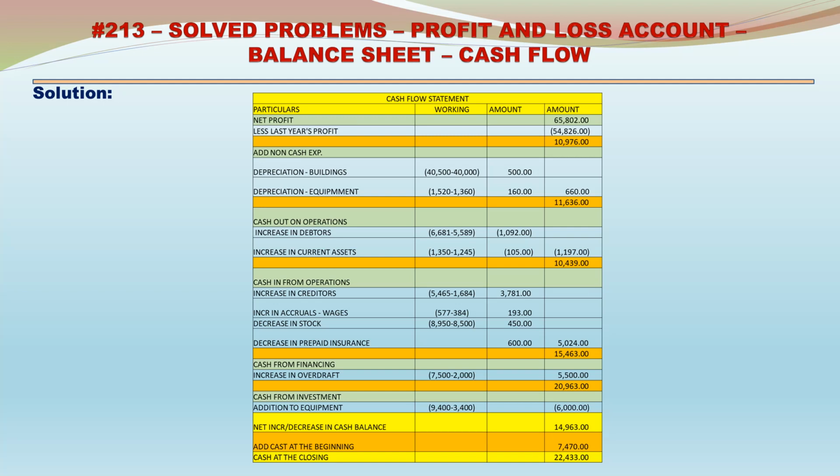Increase in overdraft 7,500 minus 2,000, 5,500. Total 20,963. Cash from investment. Addition to equipment 9,400 minus 3,400, minus 6,000. Net increase in cash balance 14,963. Add cash at the beginning 7,470. Closing cash at the closing 22,433.